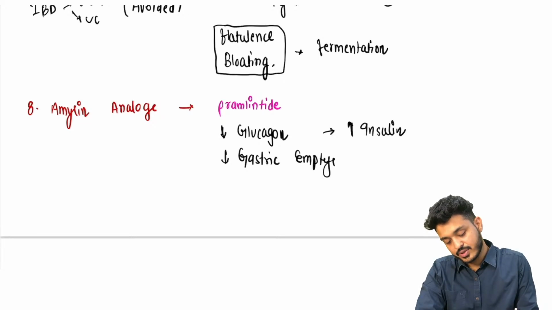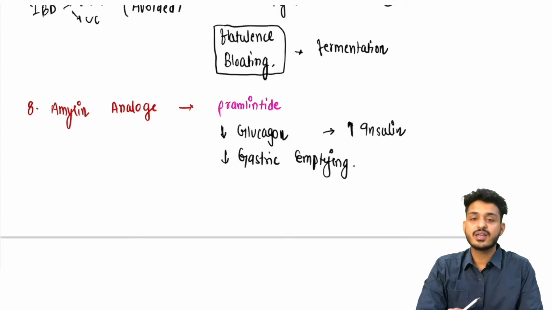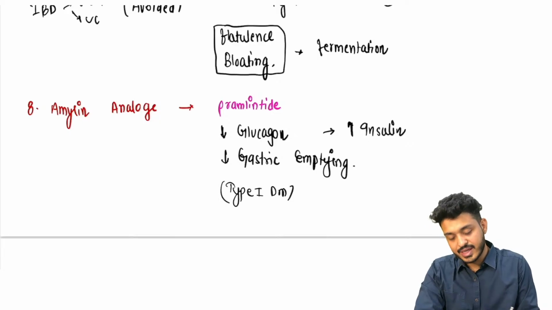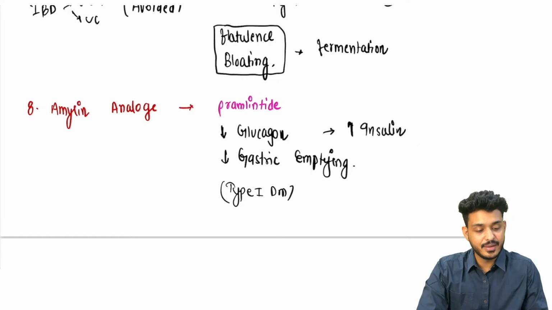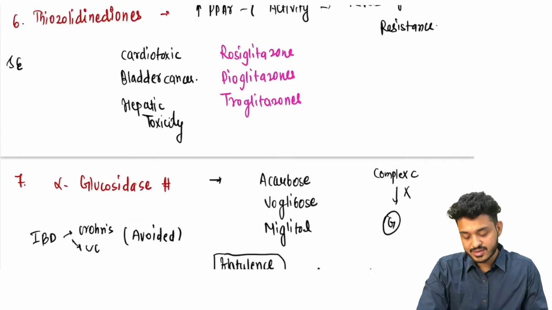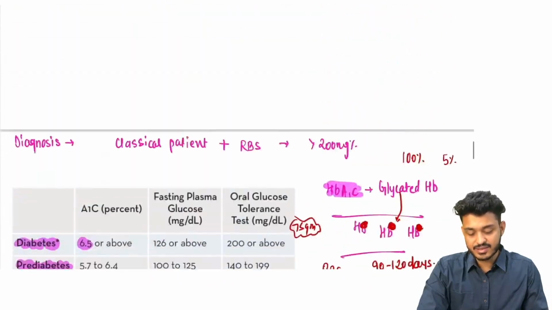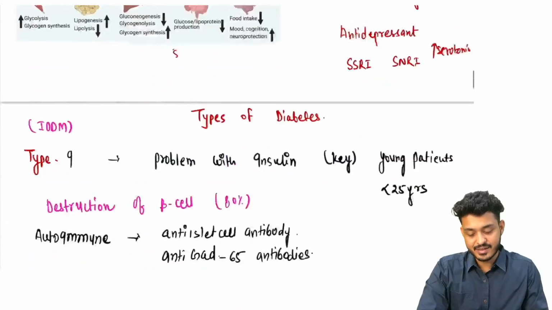It is also going to decrease the gastric emptying, and this is a drug which can also be used in type 1 diabetes mellitus. So this is going to increase insulin, and this is what we can use in type 1 diabetes mellitus also, right? So these are all the drugs that we have discussed, right? What are the different drugs we have discussed? Let's try to understand it here in the diagram.